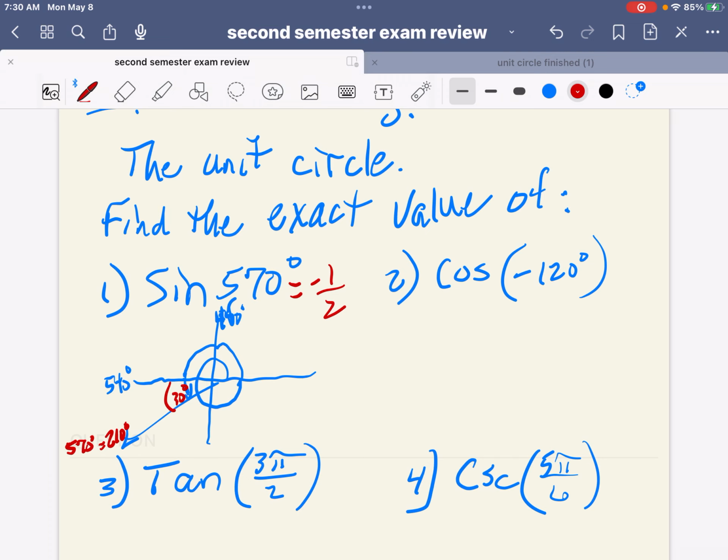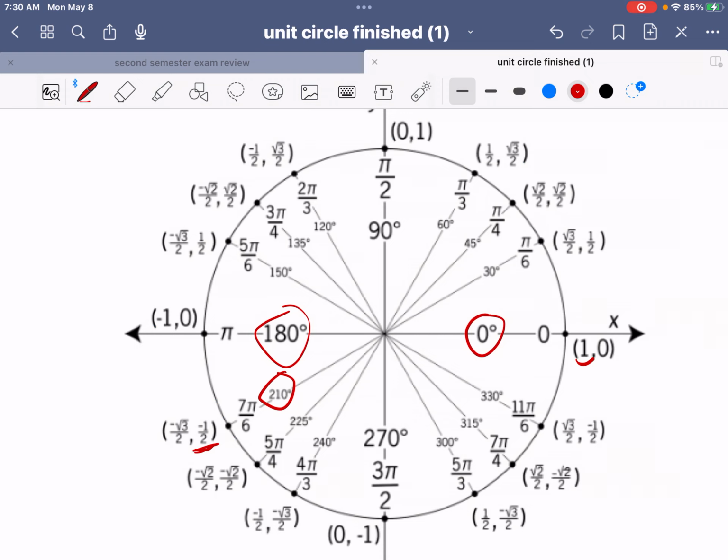The cosine of negative 120, well, that would be right here with a 60-degree reference angle. So doesn't that mean that negative 120 is in the same place as 240? So if I go to the unit circle at 240 degrees, I see that the cosine is negative 1/2.